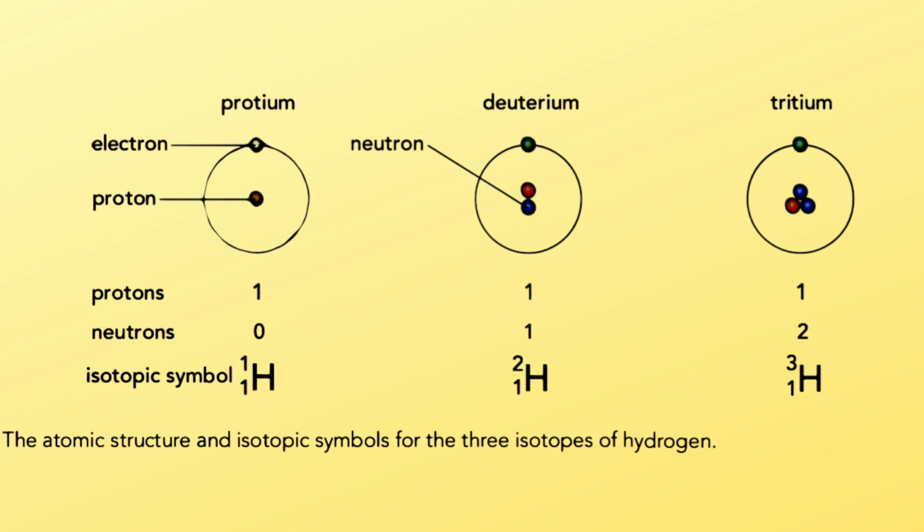In protium you can see 1 proton but 0 neutron. So if there is 1 proton, there will be 1 electron for sure. Then only it becomes a neutral atom. So the symbol is 1H1.